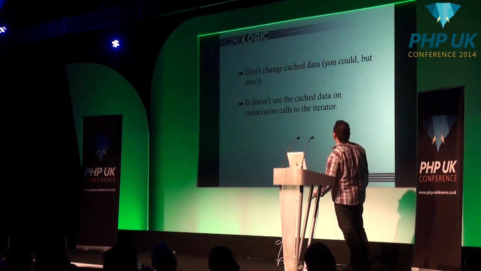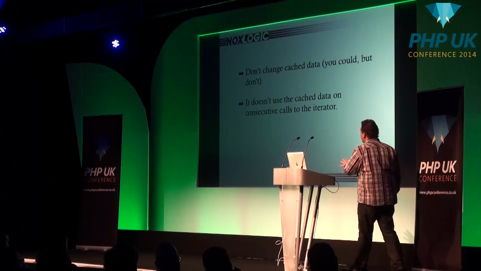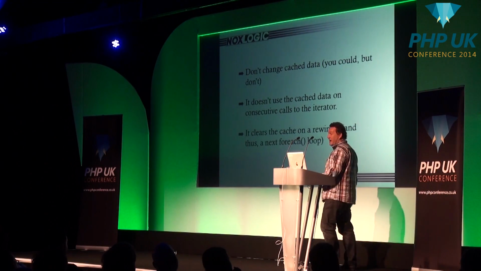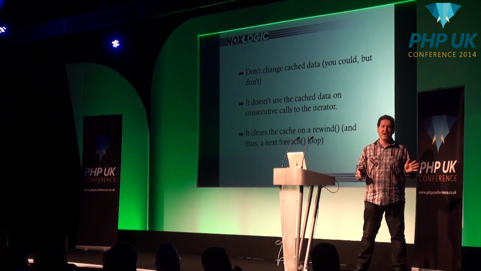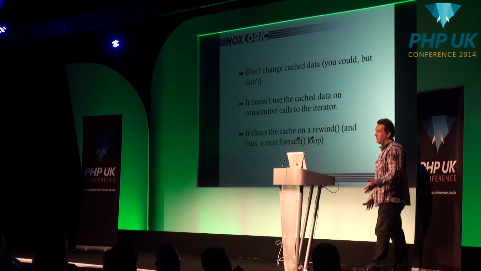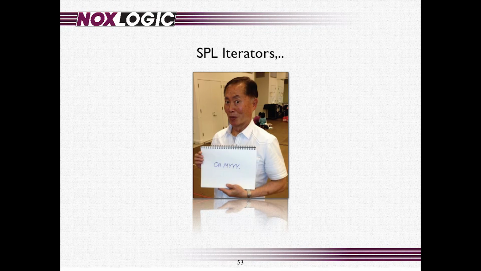It doesn't actually use the cache data on consecutive calls. So if you have the iterator, and you loop over that, and you do a second loop, and it's already built up its own cache, it's not going to use it. Why is it called a caching iterator? It doesn't do that. And it clears the cache on a rewind. Or if you do a foreach loop, then all the cache is cleared again, even if you still wanted to use that. So caching, not so much. So yeah, SPL iterators.